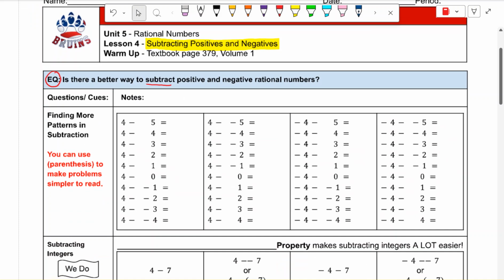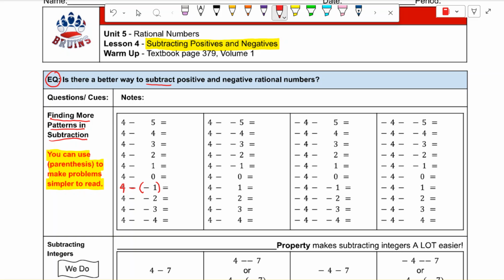Here we have patterns. It says finding more patterns in subtraction. And then I want to highlight this part right here. It says you can use parentheses to make problems simpler to read. All right, let's take this highlighted portion and teach you exactly what that means. Come down here to this one. This says 4 minus, and then you might not know what this is. It looks like a minus 1. So you can use parentheses around this part just to clarify that you are looking at -1.